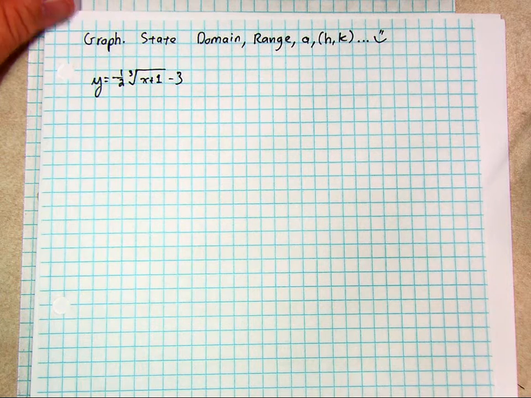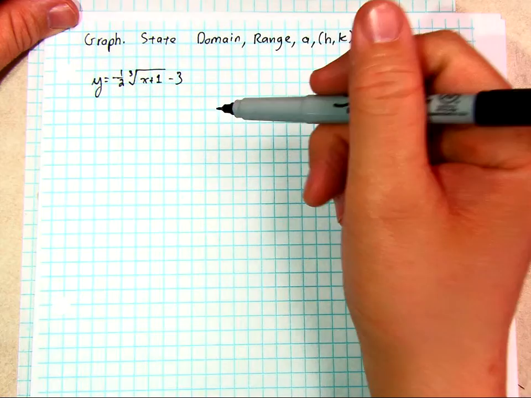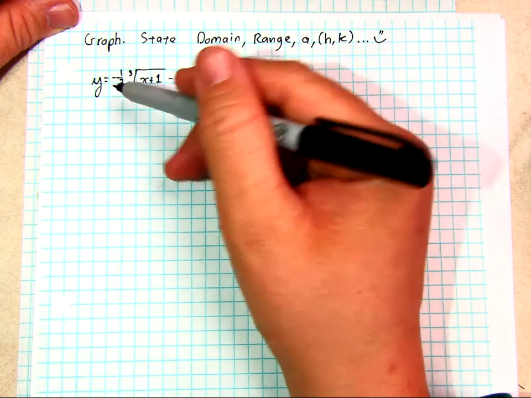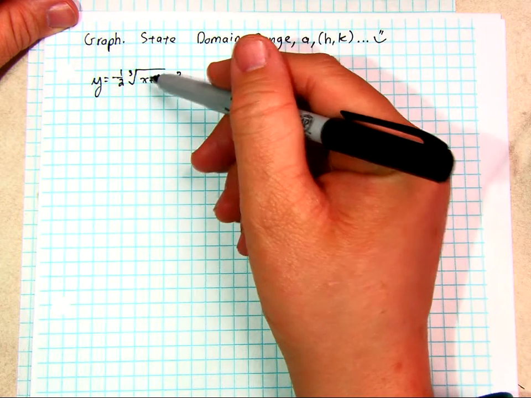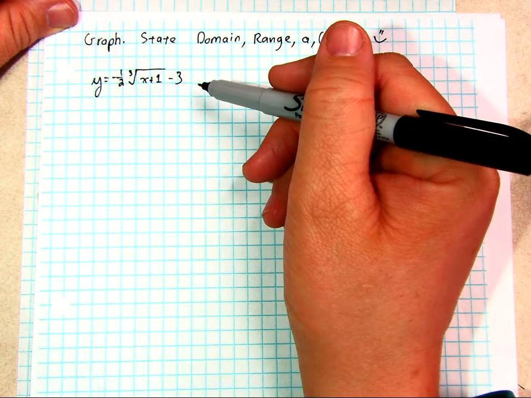Don't know if I have audio. I'm going to try talking my way through this one. First, we have our equation. Y equals negative 1/2 the cube root of x plus 1 minus 3.